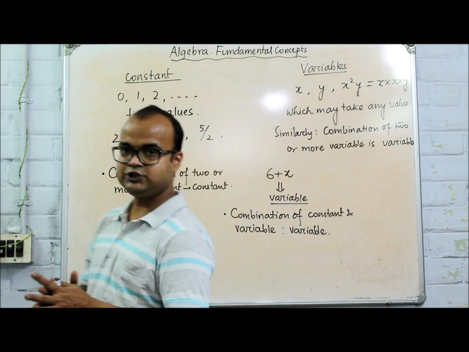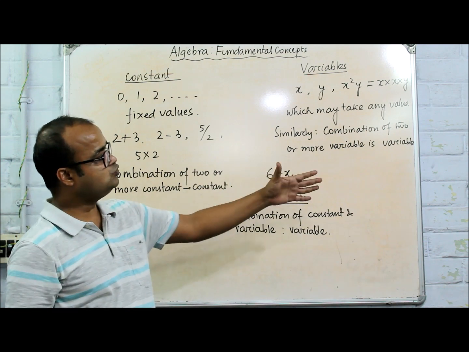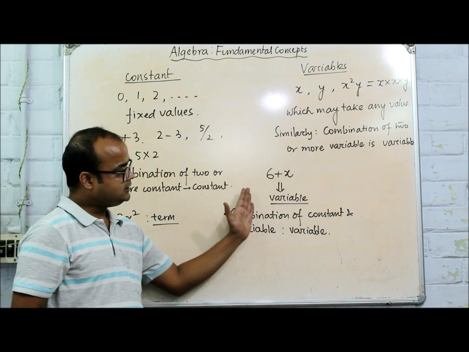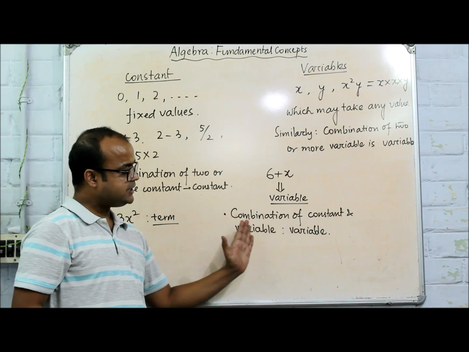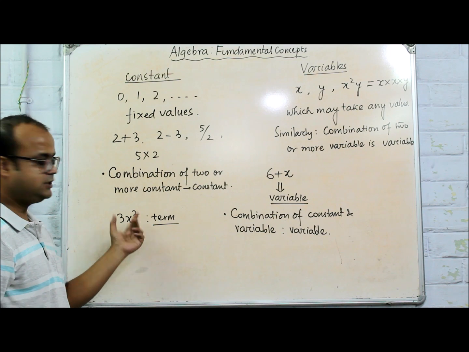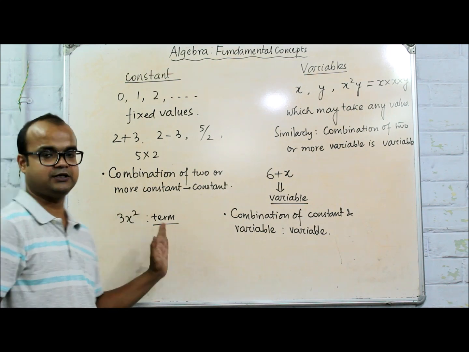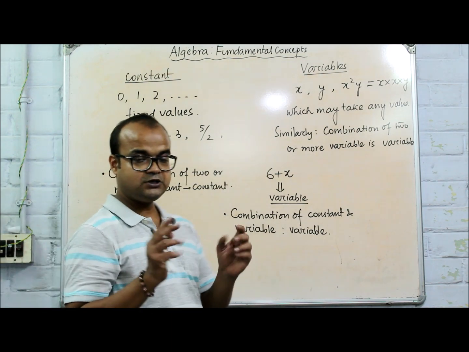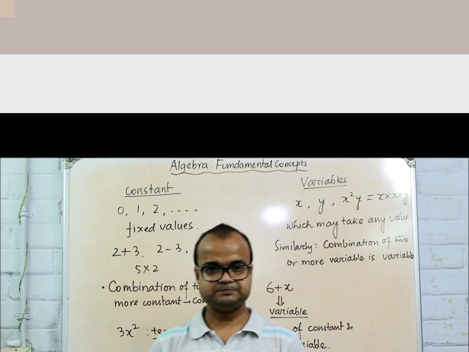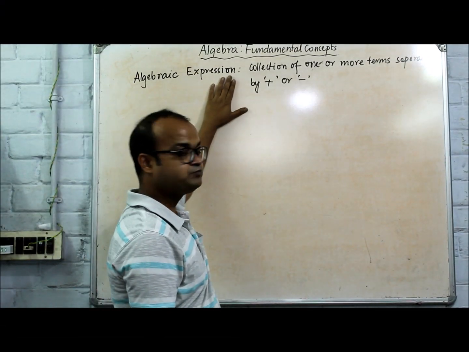Combination of any two constants is always a constant. Combination of two or more variables is a variable. And combination of constant and variable is always a variable. Like 3x square, it is a combination of constant and variable, so it is a variable. Am I clear with the first concept, that constant and variable? Now next we learn what is an algebraic expression.